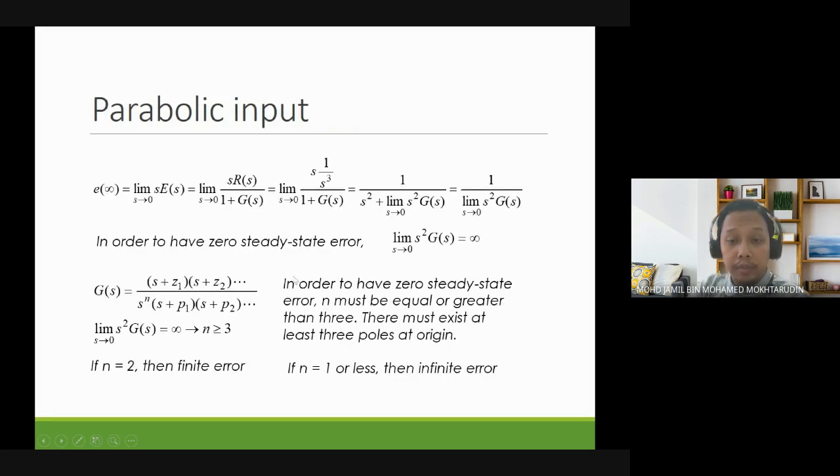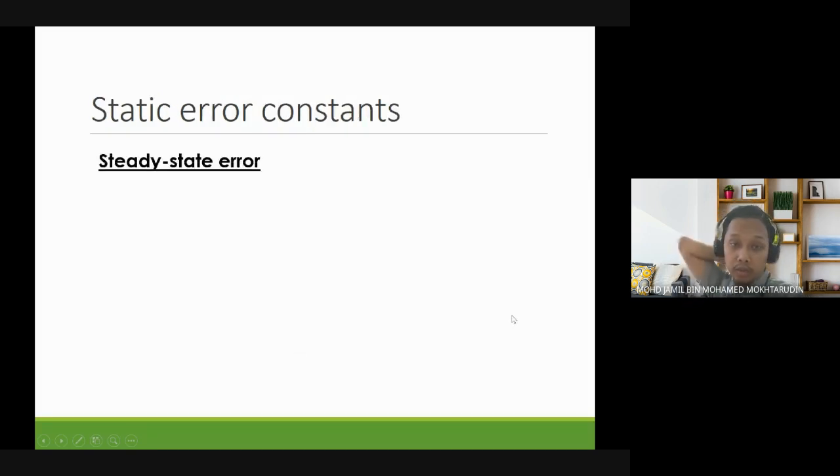Okay, so don't worry about too many terms here. Later on, I will summarize in a table, okay? So now let's look at static error constants. Now, just now I explained about the steady state error.